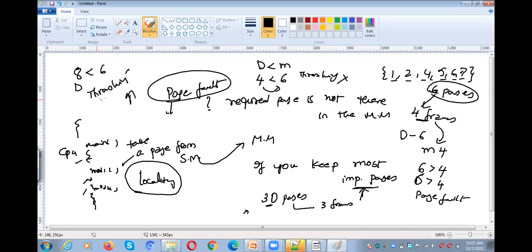So we can avoid thrashing based upon the working set model. Working set means this one. You need to indicate like this.